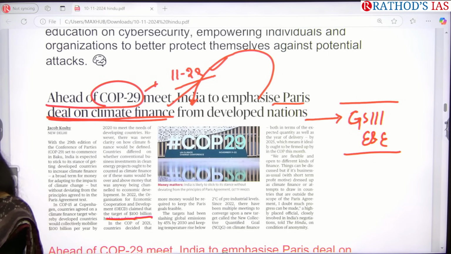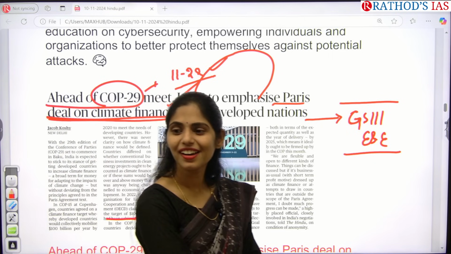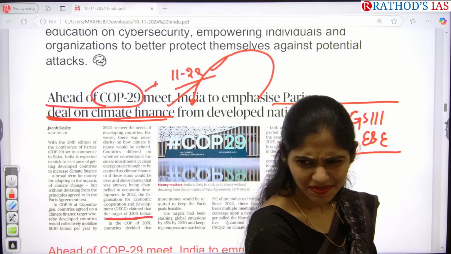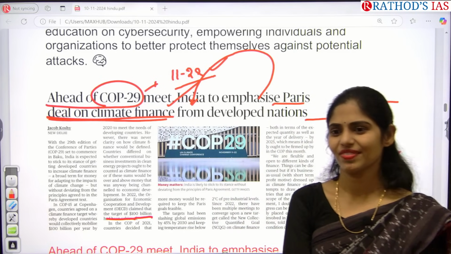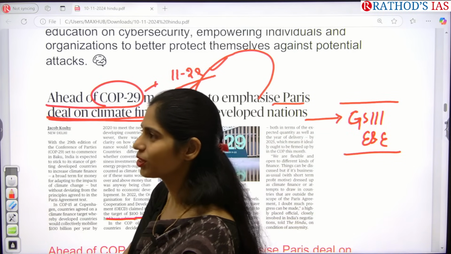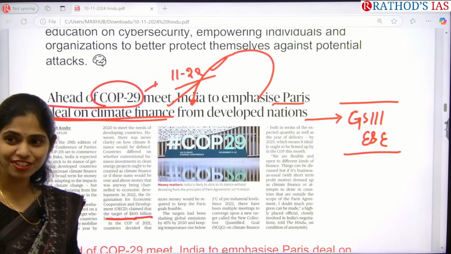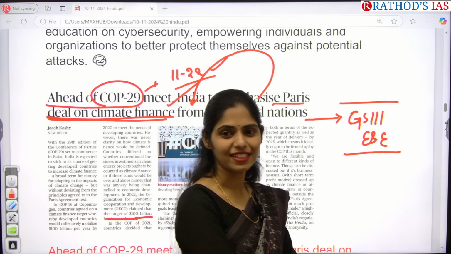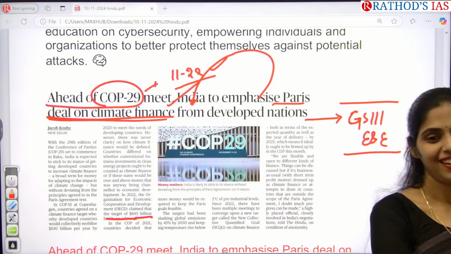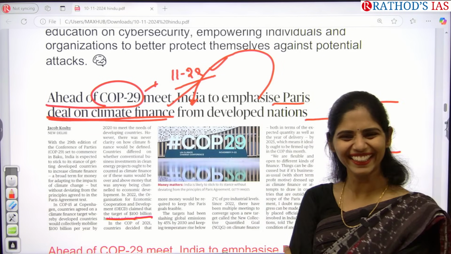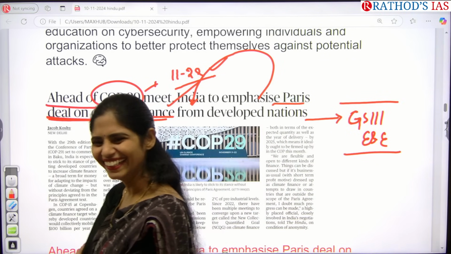Solar PM Bijli Muft Yojana. Okay, we don't have investment. Okay, for that we can use this climate finance. Next. Yes, of course. Yes, I want this point. Carbon markets. Next. Carbon trading. Next.